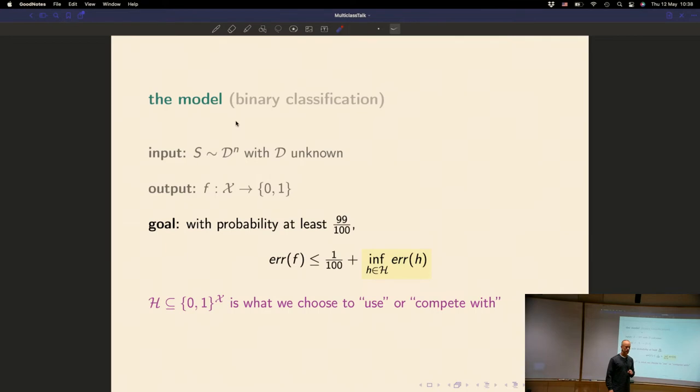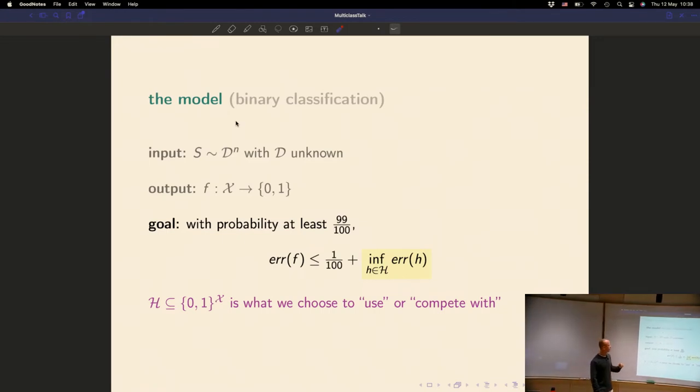Okay? Yes? Is there a specific reason that you're fixing the confidence? You don't want to know the dependence on the probability? The reason I'm doing this is that the expressions are simpler. There is nothing surprising going on here. Nothing is tricky or surprising.